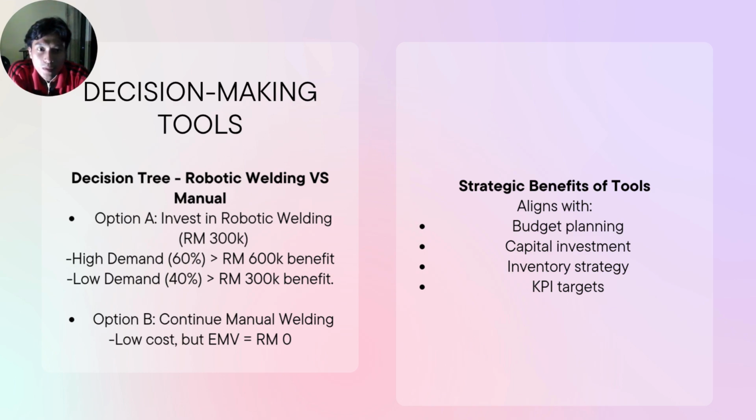For me, I choose robotic welding because it has high returns and is also aligned with the IRR or NPV analysis. The strategic benefit of these tools is that they align with four sections of our report: budget planning, section number 4; capital investment, section number 6; inventory strategy, section number 7; and KPI targets, section number 8. These tools help InnoTech choose smarter, reduce costs, and manage risk during expansion.